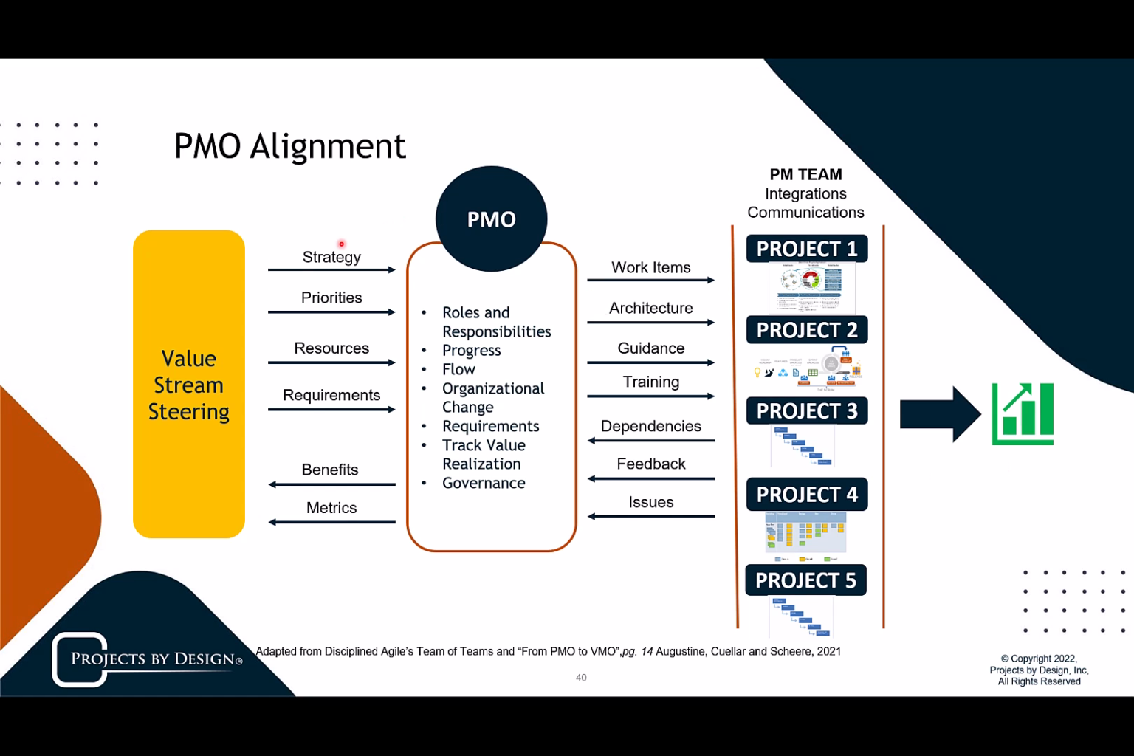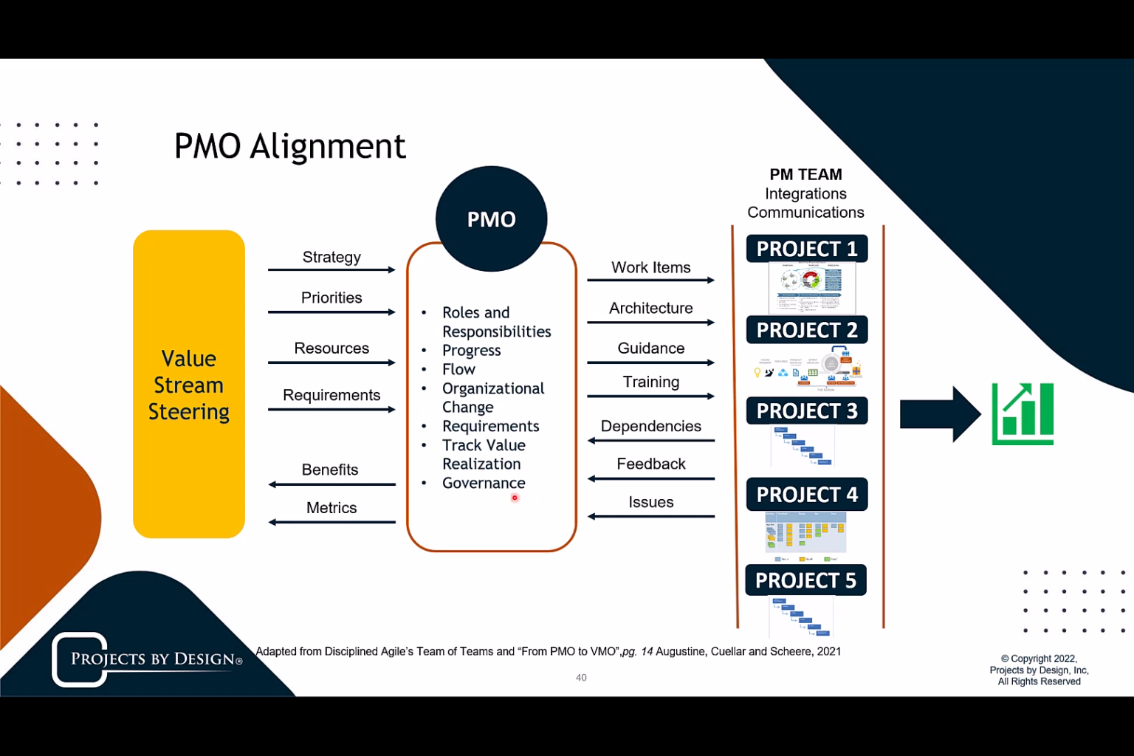And so just as we go through this, we'll talk about value stream steering and how that provides the strategy, priorities, resources, and requirements for the PMO, which can govern the roles, responsibilities, progress, flow, organizational change, requirements, track the value realization, and apply the governance as appropriate. And I know that it's difficult. It's very difficult to be a PMO with no teeth, right?